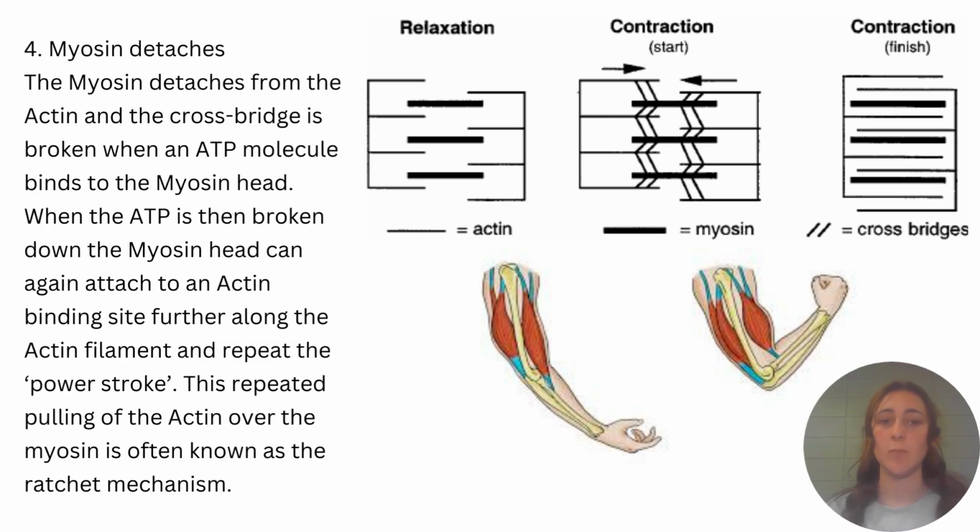Fourth, the myosin will detach from the actin and the cross bridge is broken when the ATP molecule binds to the myosin head. When the ATP is broken, the myosin head can attach onto an actin binding site further along the actin filament and repeat what's called a power stroke. This repeated pulling of actin over the myosin is also known as the ratchet mechanism.